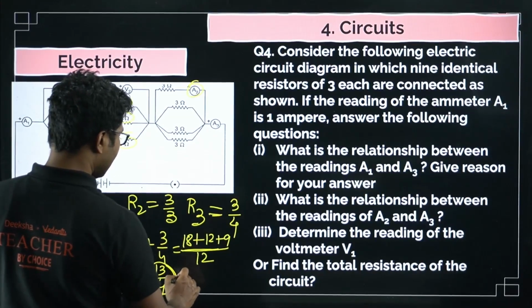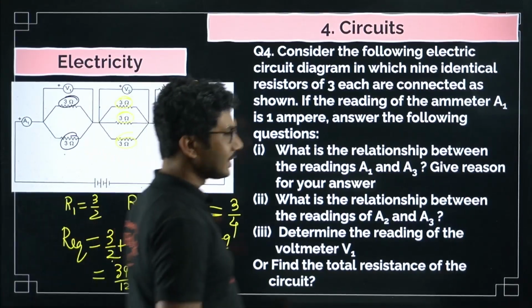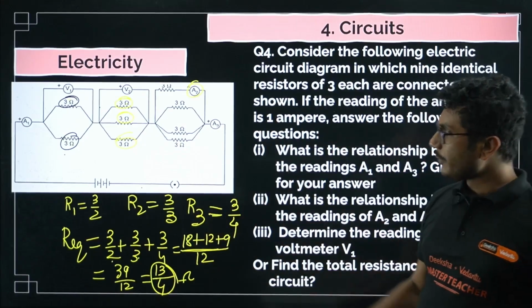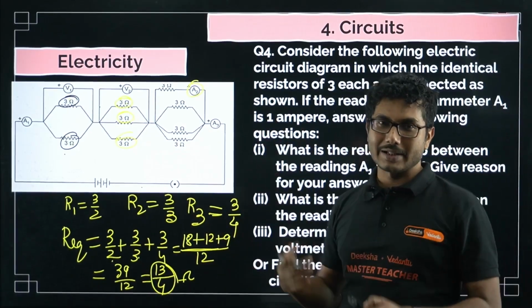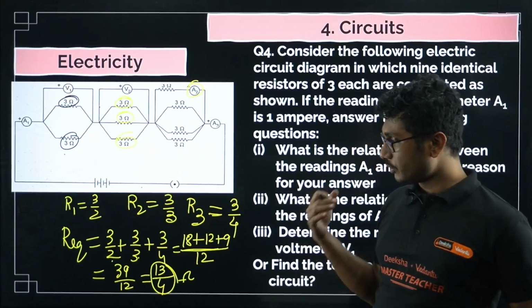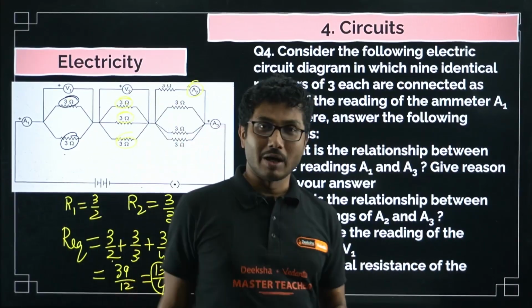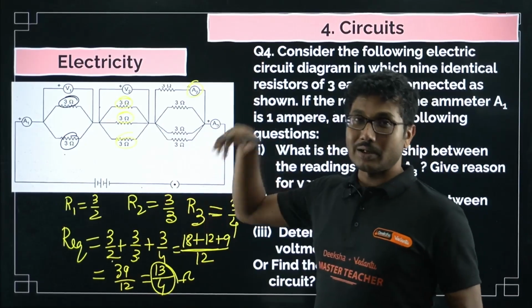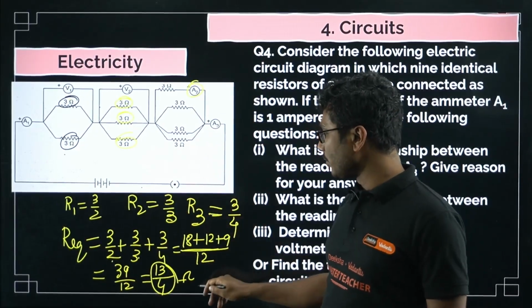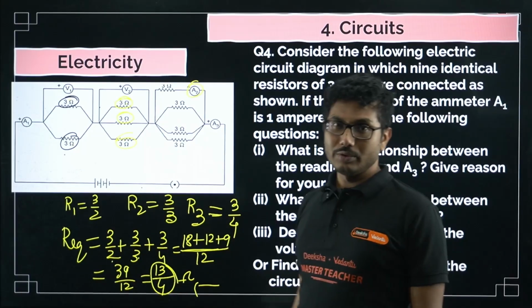13 by 4 is the equivalent resistance in this circuit. Okay, not super difficult. Follow the process and do it step by step. You can do it. Or if you want to do the longer version, 1 by R1 plus 1 by R2, that is also okay, but in my opinion this is the shortcut way to solve this question.